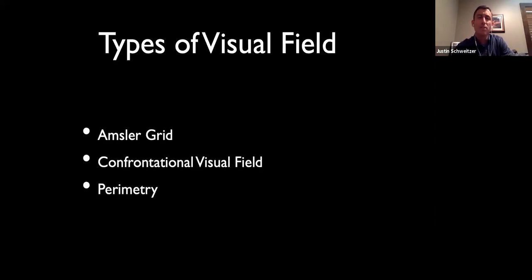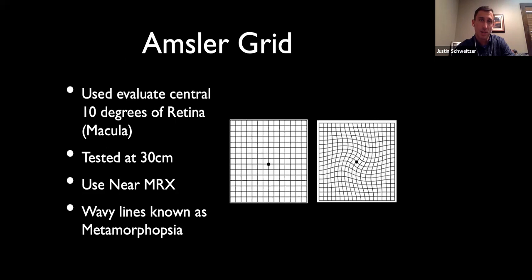When we look at types of visual fields, we have Amsler grids, which a lot of times for our macular degeneration patients, they're taking home or we're doing in the office. We have confrontational visual fields, which is an entrance test. And then we have our perimetry, which is your Humphrey field, your Octopus, those types of fields that we talked about earlier.